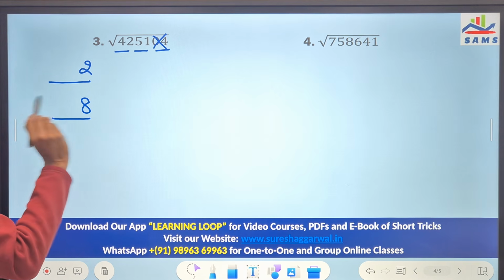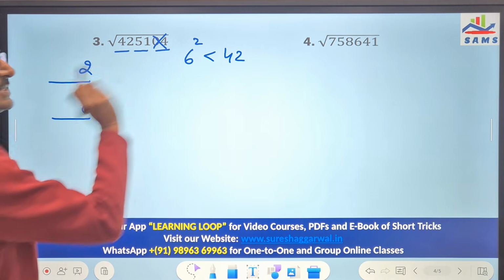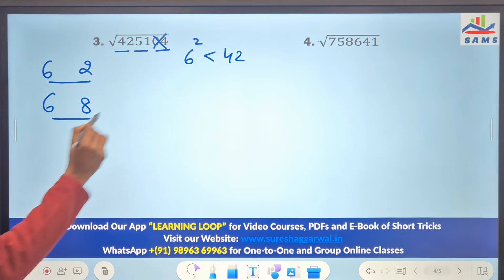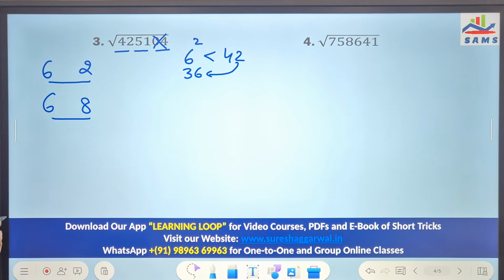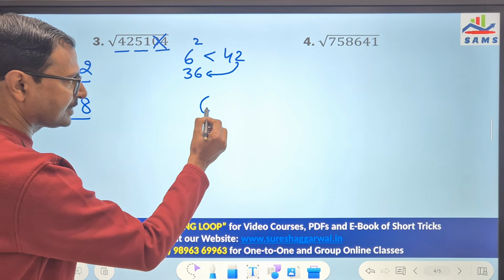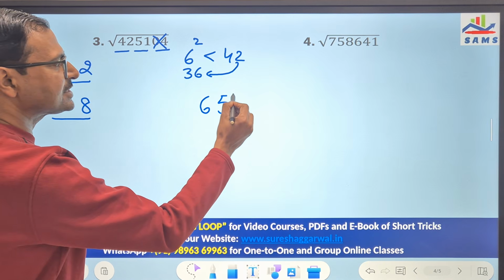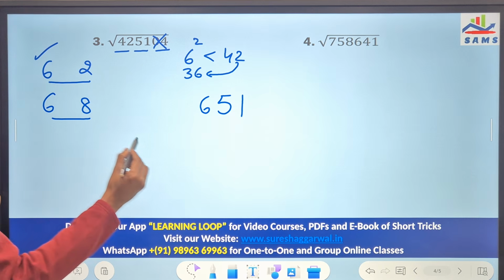Now 42. 42 is very close to 6 square, that is 36. So 6 becomes the first digit and this is 36. So 42 minus 36 is 6. Now suffix the middle pair 51 with this, so 651. Now the double of first digit 6 is 12.